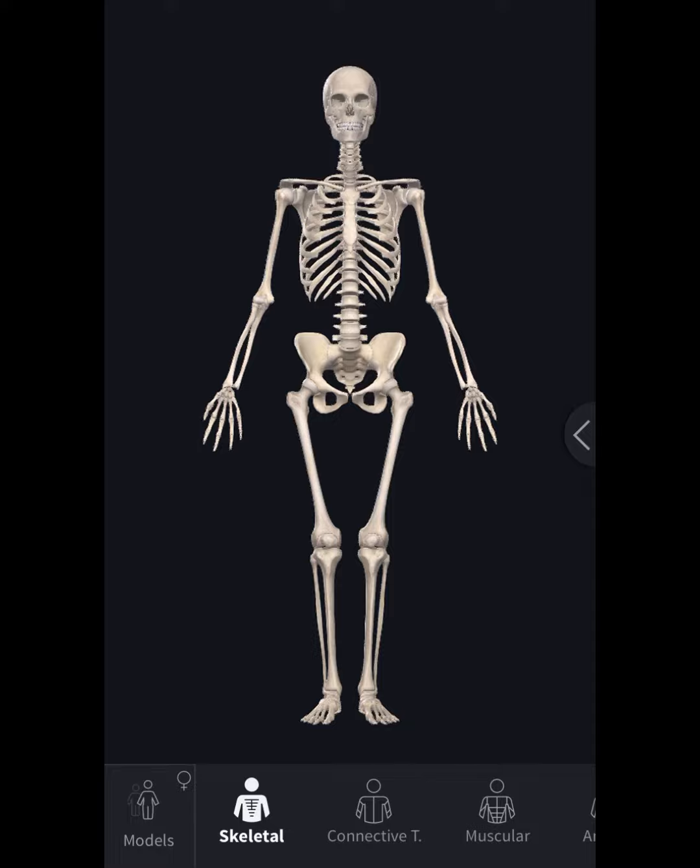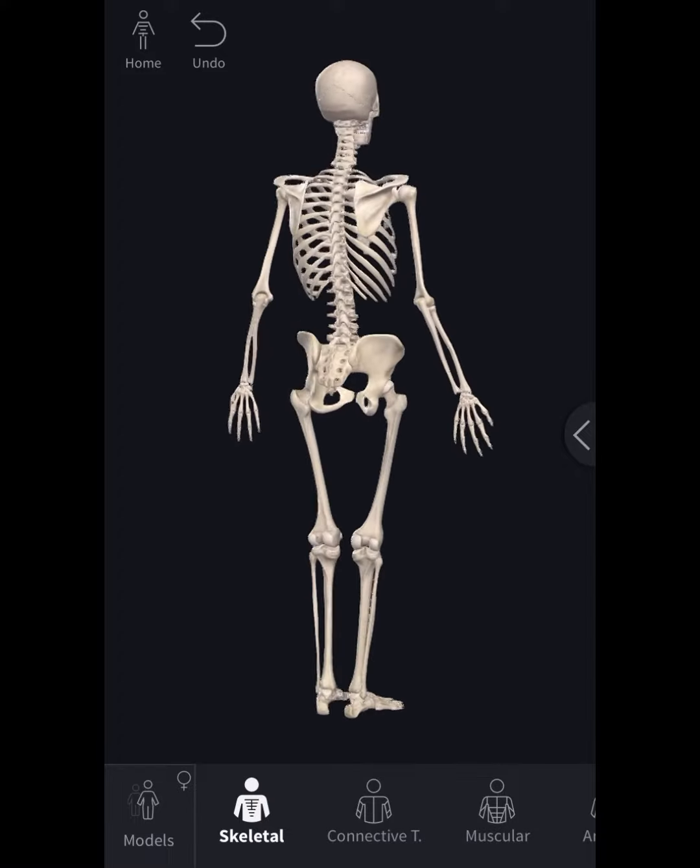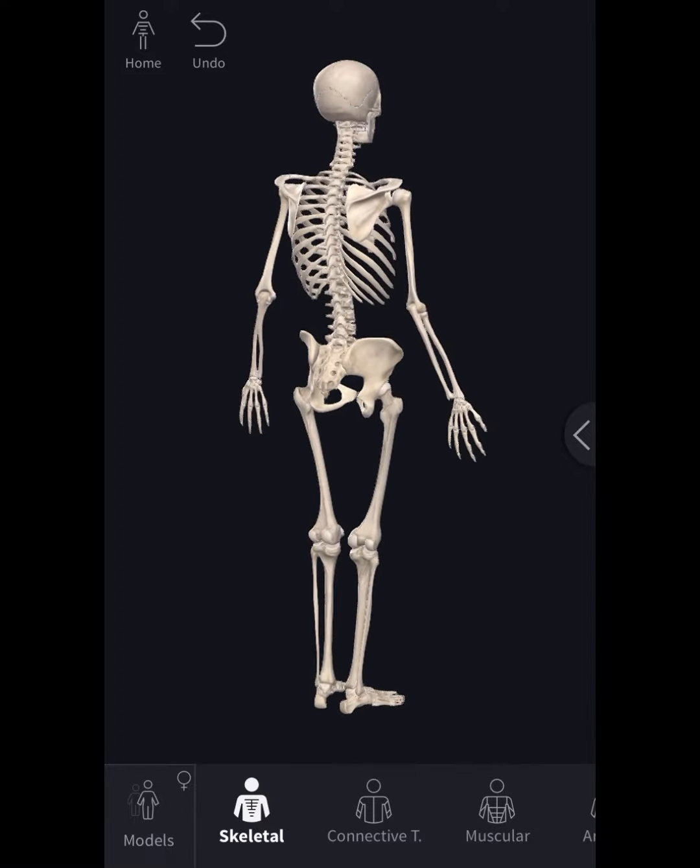To understand the skeletal structure of the spine, which is from the base of the skull all the way down to the pelvis, we need to look at its neutral position. This is broken down into three parts: the cervical spine by the neck, the thoracic spine by the rib cage, and the lumbar spine by the lower back.